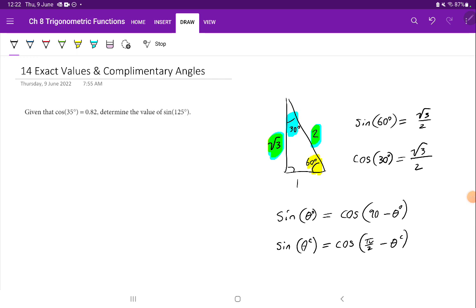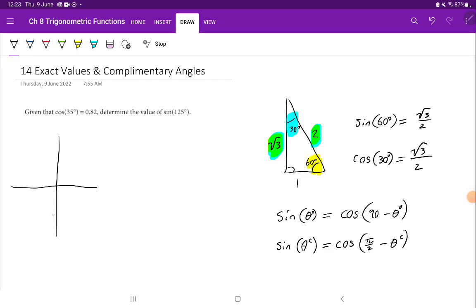Alrighty, so let's actually have a crack at doing this one. So we know that cos of 35 is equal to 0.82. Determine the value of sine of 125. We might go, those don't look like complements. But we need to be mindful that some things are not always as they seem. So let's draw them.